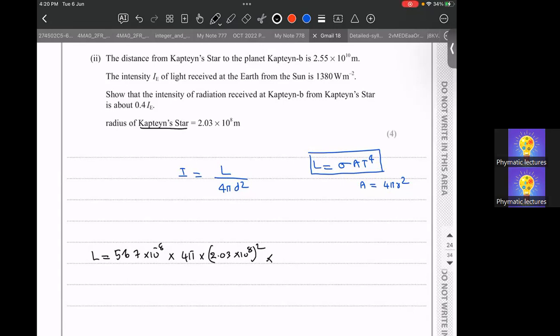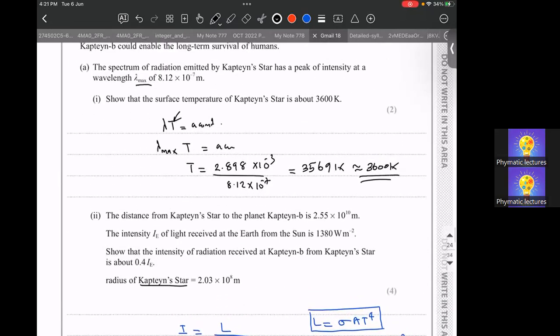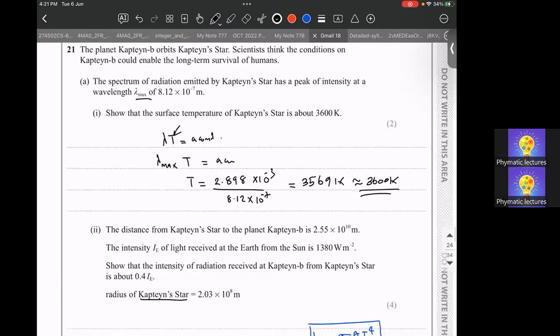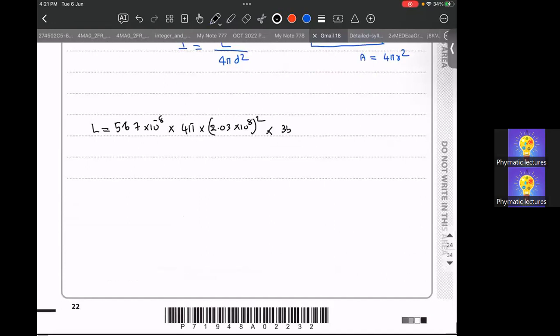What is the temperature? You already got that temperature, because it's actually given in the introduction part of the question. You can take whatever temperature you are getting, 3569 to the power of 4. So the luminosity we will get is 4.76 multiplied by 10 to the power of 24.